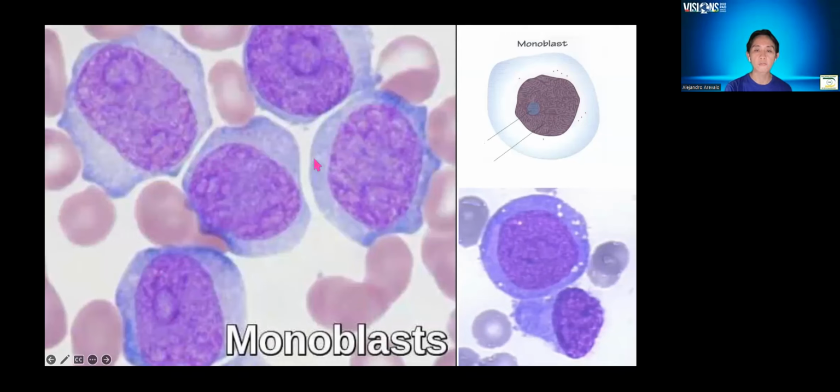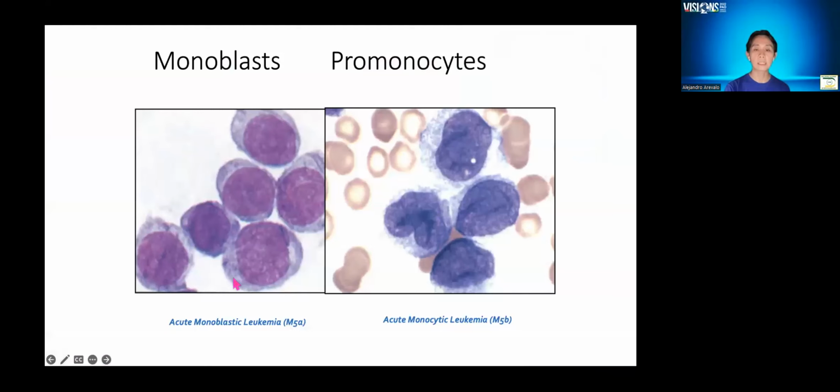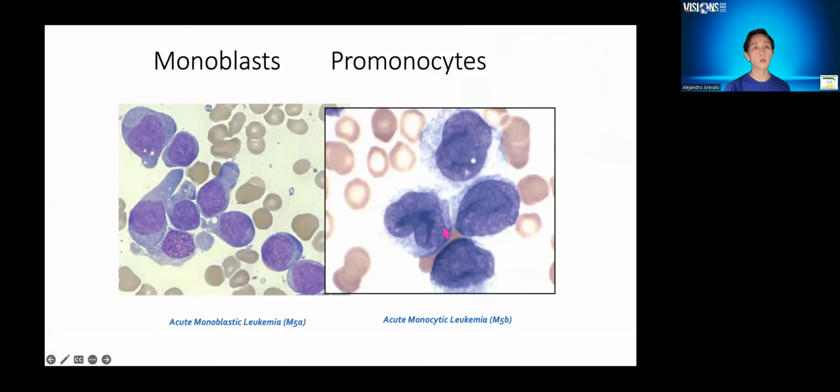They have a very round, large nucleus, fine chromatin, and prominent nucleoli, almost a cookie cutter appearance. The cytoplasm is still grayish blue in color. So this is just to distinguish the cytologic details of your monoblast versus your promonocytes, and as noted here, the prominent folding of the nucleus for the promonocytes. Okay? At times, you would see pseudopod formation in monocytic leukemias, be it monoblastic or monocytic leukemia.